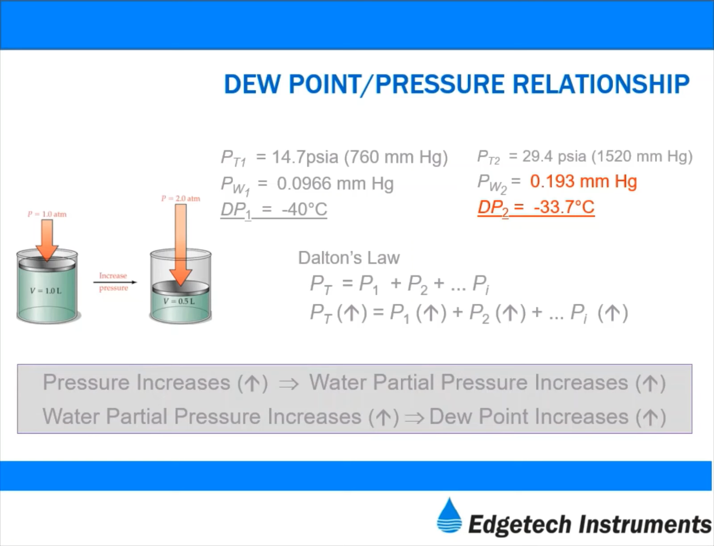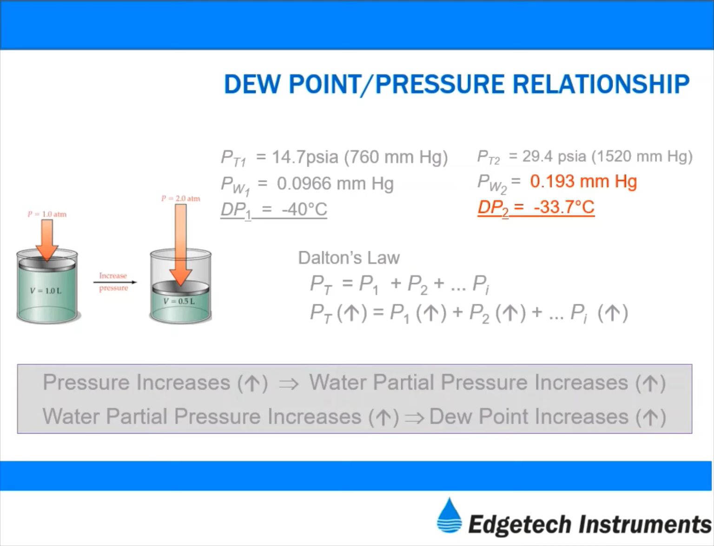So what happened is by increasing the total pressure of the system, you've increased all the partial pressures, including the water vapor pressure. So what does that tell you? We know that every dew point has its own corresponding water vapor pressure. So if you've changed the water vapor pressure, that means you've also changed the dew point. And sure enough, in this example, if you increase the pressure from 14.7 to 29.4, the dew point will go from minus 40 centigrade to minus 33.7.